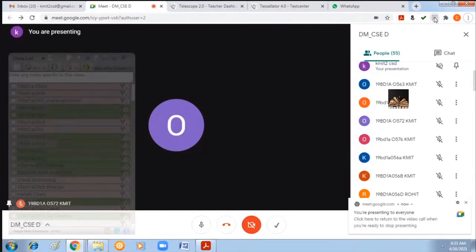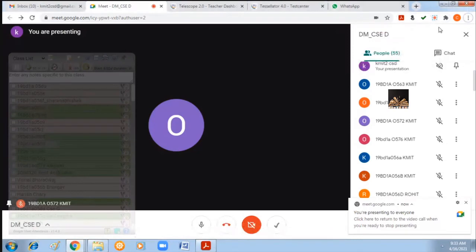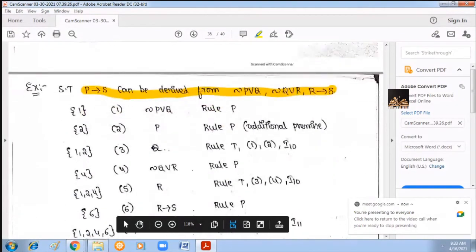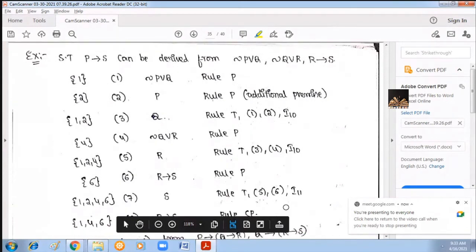So for others, let me explain. So here you need to prove that P tends to S. That means from P and from this given set of premises, if you are able to prove S, then P tends to S can be derived. Right?